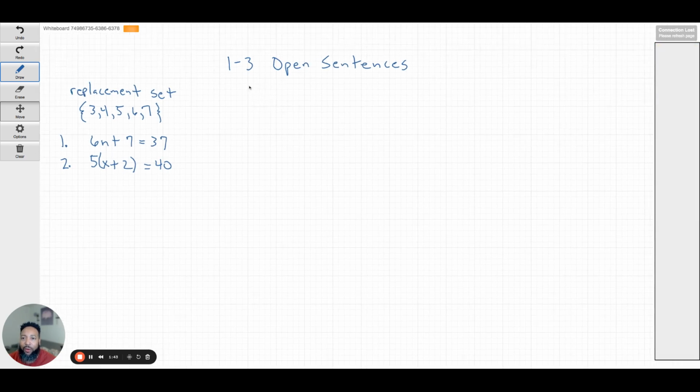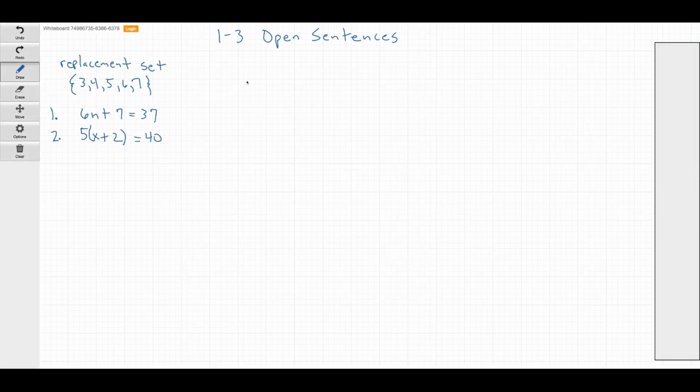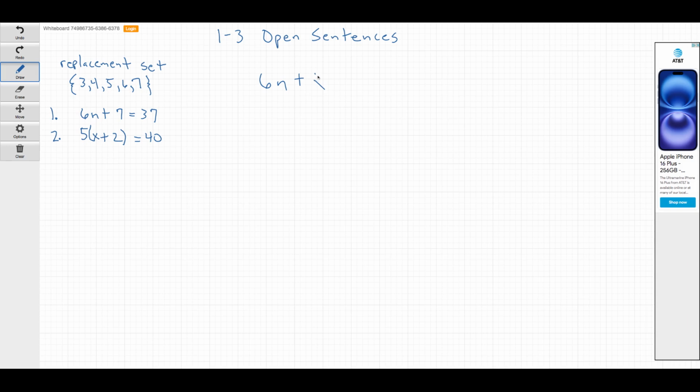So we're going to write down 6n plus 7 equals 37. All right, here we go. 6n plus 7. All right, if I can get my eraser working correctly. 6n plus 7 equals 37.